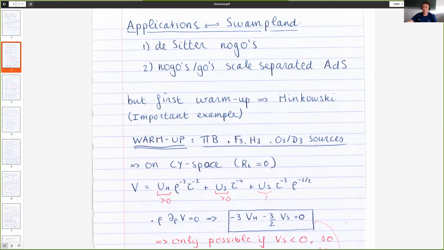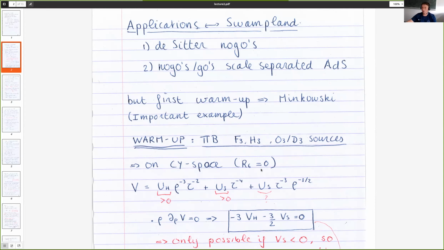So this warm-up is known as the GKP solution. And I will quickly review it in the language that we have developed in lecture 1, okay? So we will be considering type 2B string theory, type 2B supergravity, and the ingredients. So I'm looking for a compactification down to 4 dimensions. I will use a Calabi-Yau space.